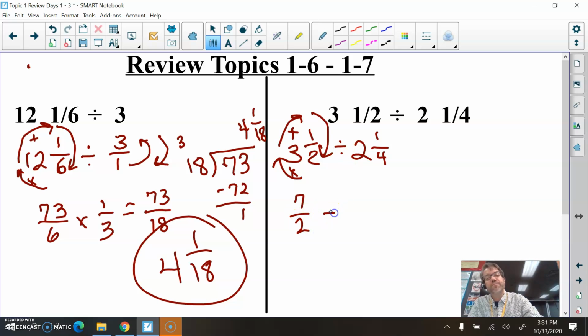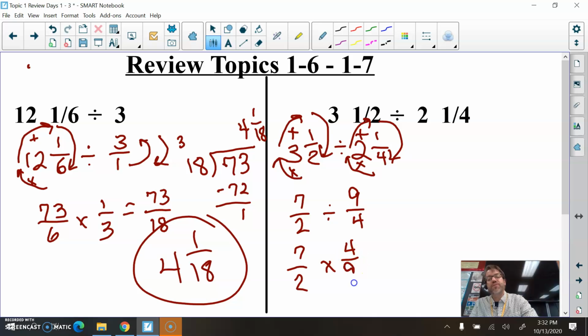We're dividing. We haven't changed anything there yet. And then over here, 4 times 2 is 8. Add 1, that's 9. That goes over our denominator of 4. So we have 7/2 divided by 9/4. All right, so keep this the same, 7 over 2, change this from dividing to multiplying, and then flip this fraction to its reciprocal. Keep, change, flip. So we have 7 over 2 times 4/9. We're multiplying by the reciprocal of that second fraction.